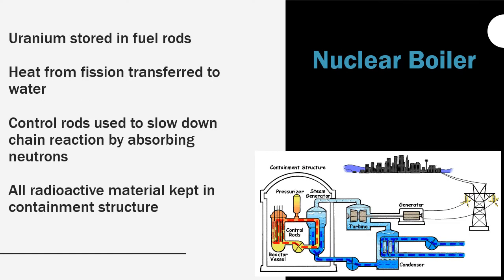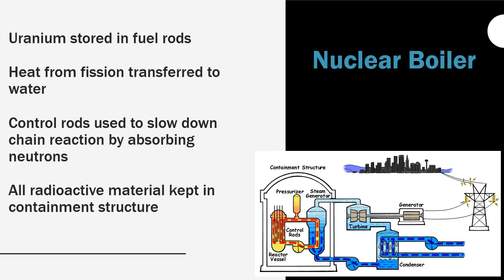For a nuclear boiler, well, we're just going to use the heat generated from the fission reaction. So uranium is stored in what are called fuel rods, and as the fission reaction occurs, they generate new elements, the daughter nuclei they're called. They generate new neutrons, and they generate heat. And so that heat gets transferred to the water and creates steam, spins the turbine, hooks up to the generator, same basic process as before.